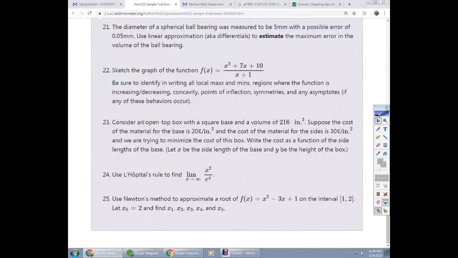Okay, let's do the open top box derivative. Then let's do a hard derivative. The open top box was easy. Oh, that was easy? Yeah, the open top box was easy. We should do the quotient rule on this sucker right here. That's a hard derivative. Yes, let's do that. Okay.